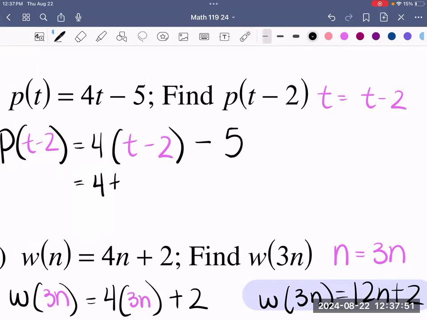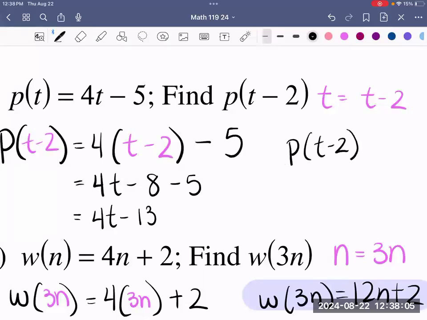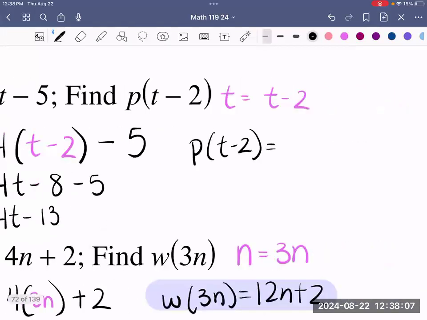So 4t minus 8 minus 5, so 4t minus 13. So P of t minus 2 is equal to 4t minus 13.